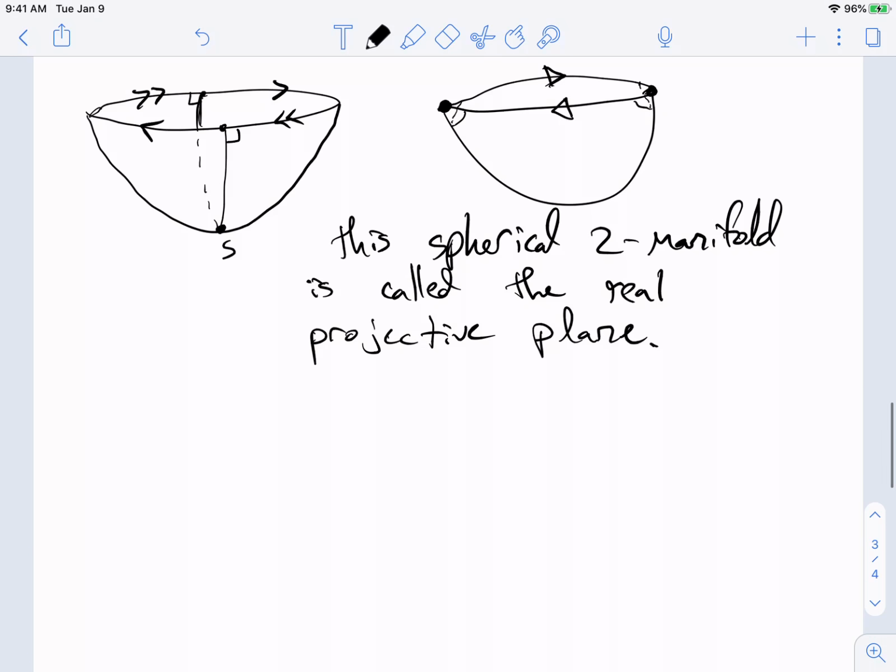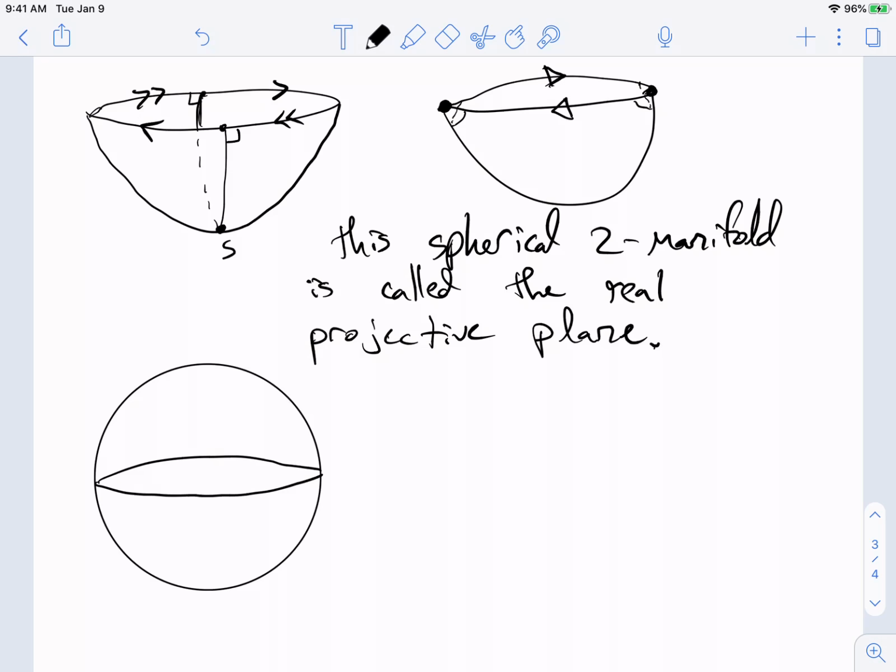So maybe I'll say one more thing. I was debating whether or not to say it, but maybe it's worth it. There's another way to think of this surface that we've created. By the way, shorthand, it's denoted boldface R for the real numbers, P for projective, and then a 2 because it's two-dimensional. So sometimes it's denoted by RP2.